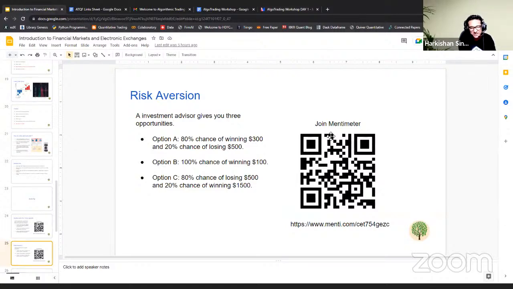And option C, 80% chance of losing $500 and 20% chance of winning $1,500. Now I want to see which option you would pick.